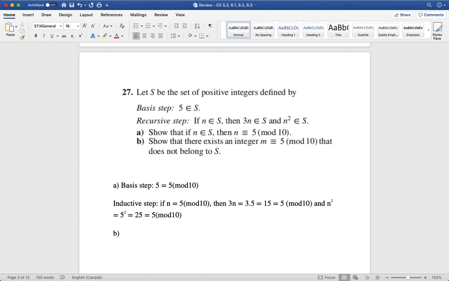Part B. Show that there exists an integer m logically equivalent to 5 mod 10 that does not belong to S. So we have to find such an integer. For example, one such integer is 35. It doesn't belong to S. The reason why is because 35 is not a multiple of 3 nor a perfect square.